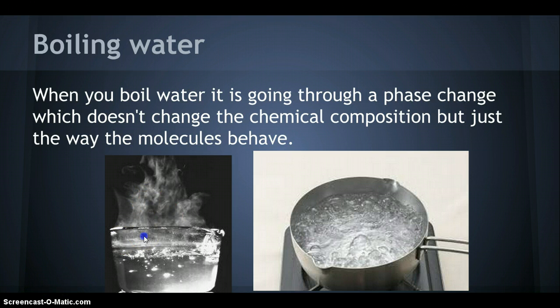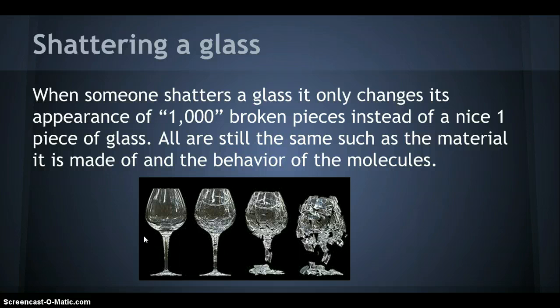Shattering a glass. When someone shatters a glass, it only changes its appearance to 1,000 broken pieces instead of one piece of glass. All are still the same, such as the material it is made of and the behavior of the molecules. So whether you have 100 pieces of glass or one piece of glass, they're still the same molecule structure and they are the same object. It's just a different quantity of the item.